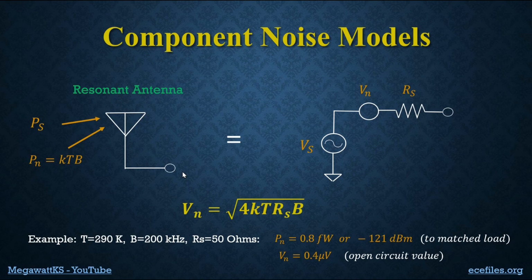All right, let's look at some actual values. Let's take an example: 290 Kelvin for the temperature. We'll assume 200 kilohertz for the bandwidth, because that's FM broadcast, just been our example going through this. Doesn't have to be that, could be anything. R sub s is 50 ohms for our antenna. The noise power then is 0.8 femtowatts from this expression, or if you like dBm, minus 121 dBm. This is the power to a matched load. How much is the corresponding noise voltage? Well, we just plug into this formula right here and we get 0.4 microvolts RMS. And this is the open circuit value.